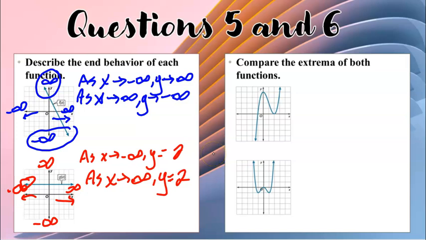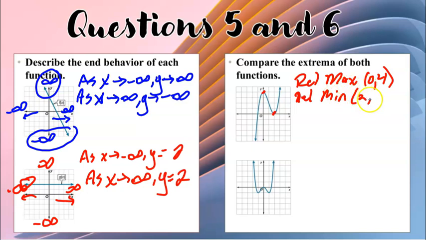Question 6, compare the extremas of both functions. So here, we're just going to identify the extrema and then compare from there. Right here, I do have a relative max, because it's a high point, it's just not the highest point. The ordered pair would be 0, 4. And it has a relative minimum here, and that would be at 2, 0.